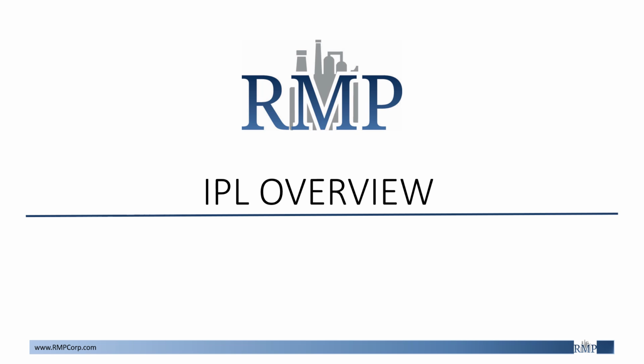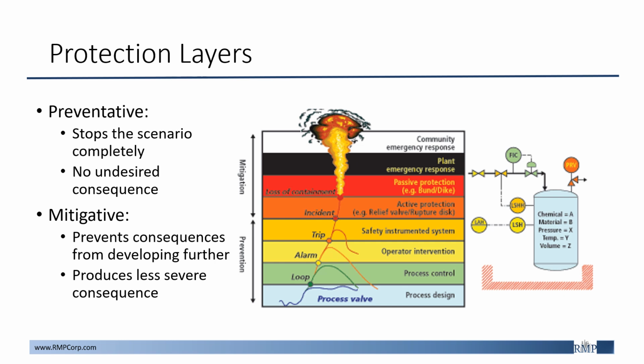Now let's go into more detail about what an IPL, or the independent protection layer, really is. Protection layers are utilized to either provide preventative or mitigative support for a hazardous event. Independent protection layers could be a device, a system, or some type of action that is capable of preventing a scenario from proceeding to an undesired consequence, regardless of the initiating event or the action of any other protection layer associated with the scenario.